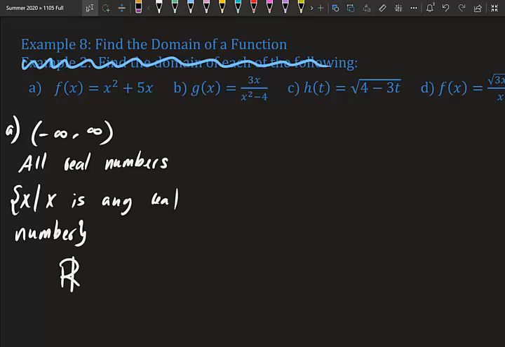Those are all your ways that you can write all real numbers. Negative infinity to positive infinity. You can say all real numbers. You can say x such that x is any real number, or you can have an R with a line through it. They all mean all real numbers.